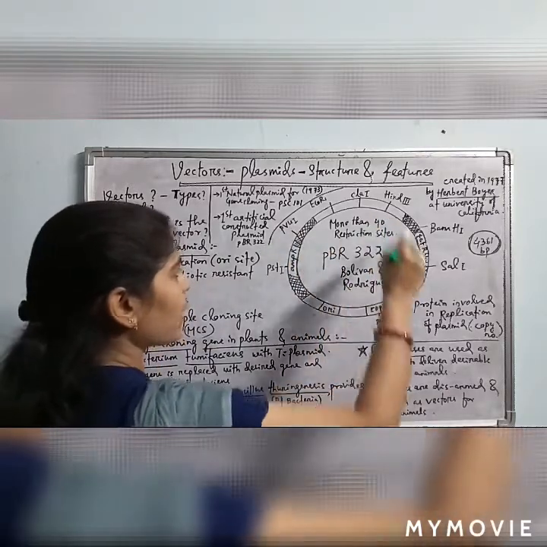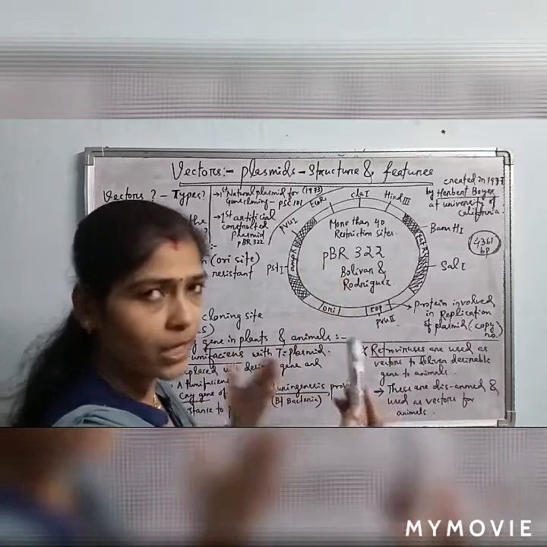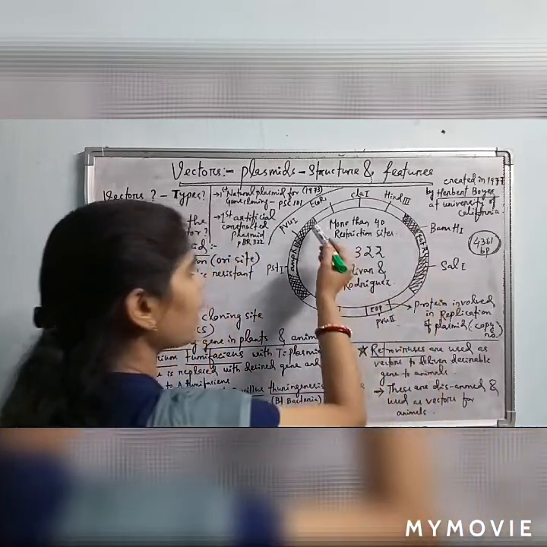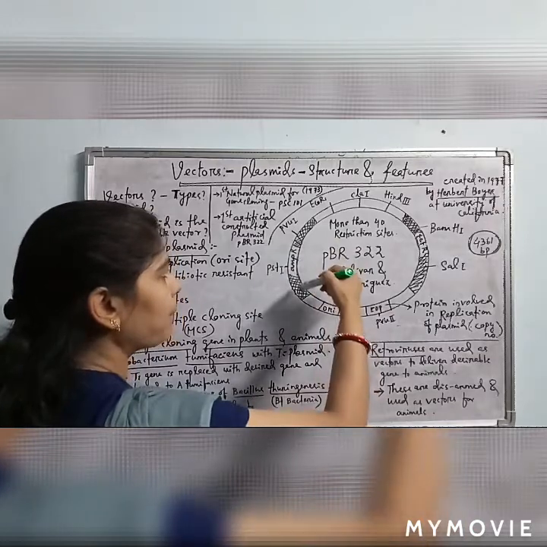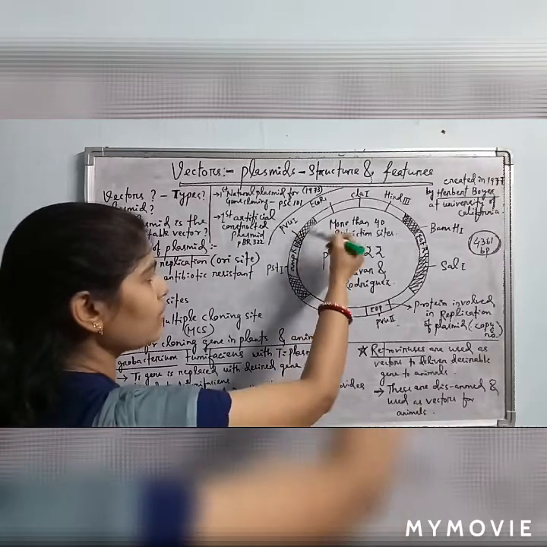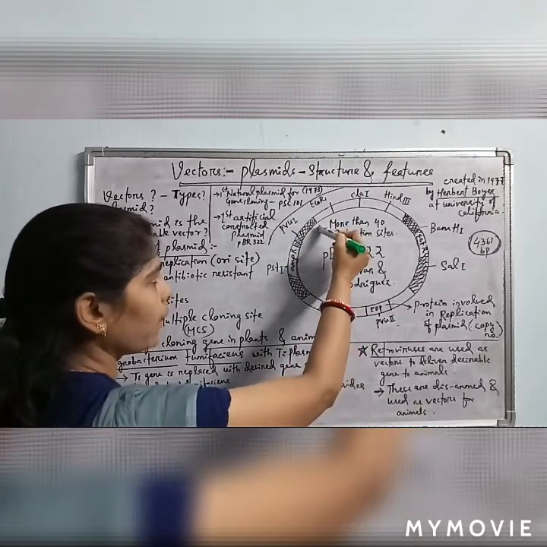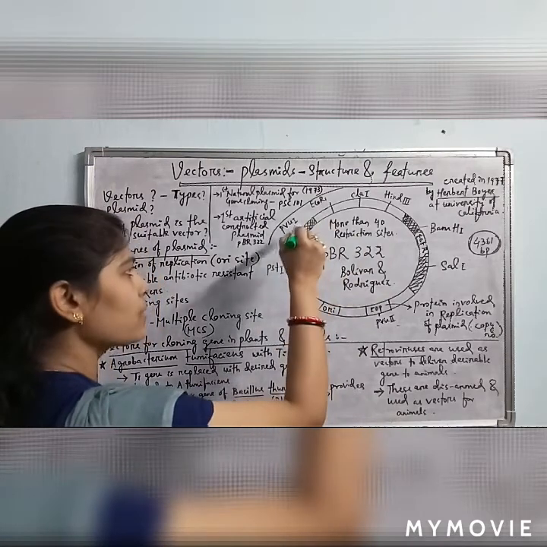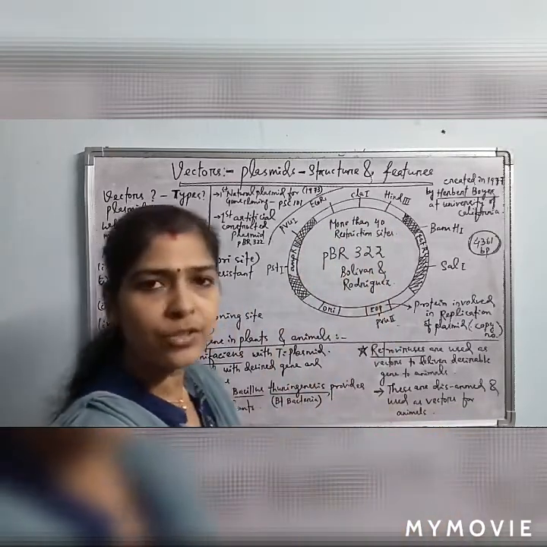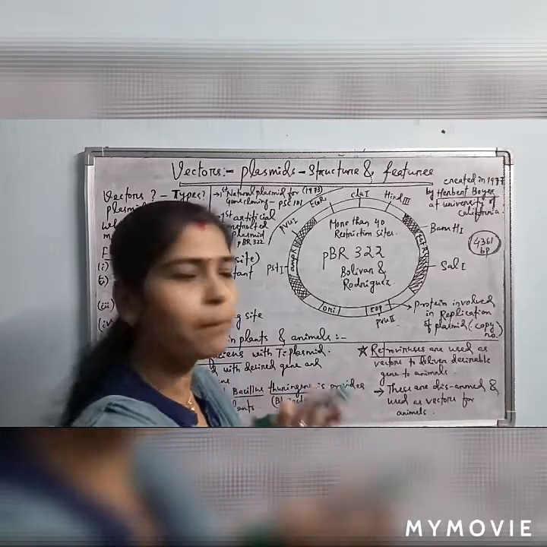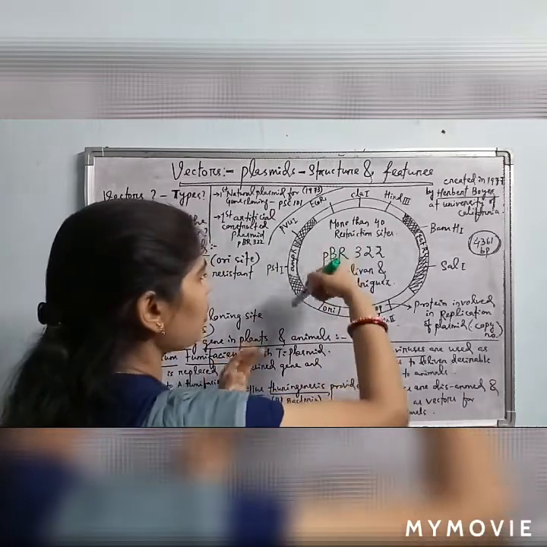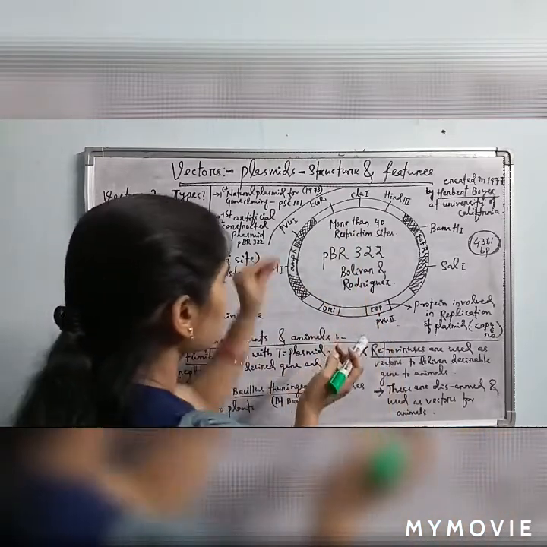The transformed bacteria having this type of recombinant plasmid will be tetracycline resistant, but ampicillin sensitive, because the ampicillin gene is disrupted, since this recognition site PvuI is within the ampicillin resistance marker gene sequence. So if we use PvuI and insert the desired gene here, then the recombinant plasmid will be taken up by the bacteria during transformation, and such transformed bacteria will be tetracycline resistant but ampicillin sensitive, because the ampicillin gene is not intact; it is disrupted due to the insertion of the desired gene.